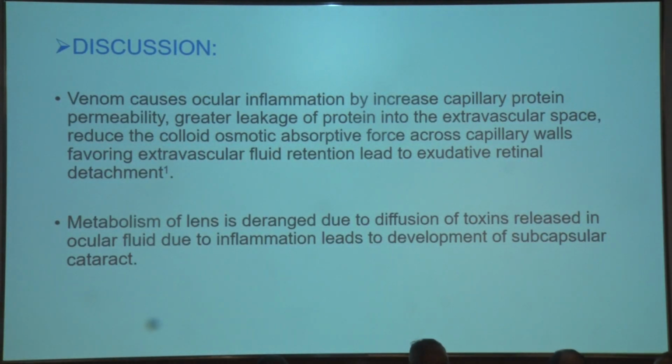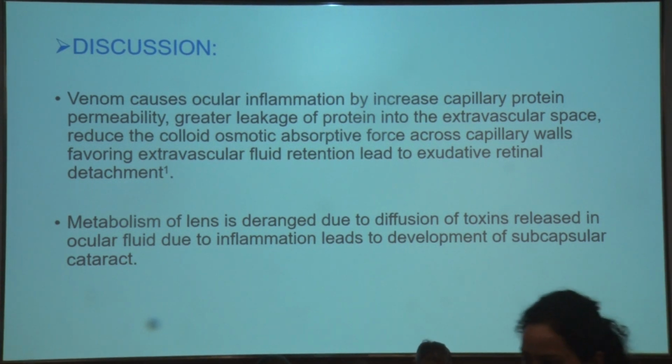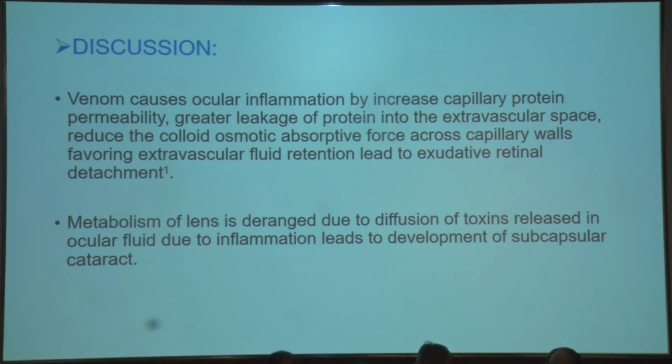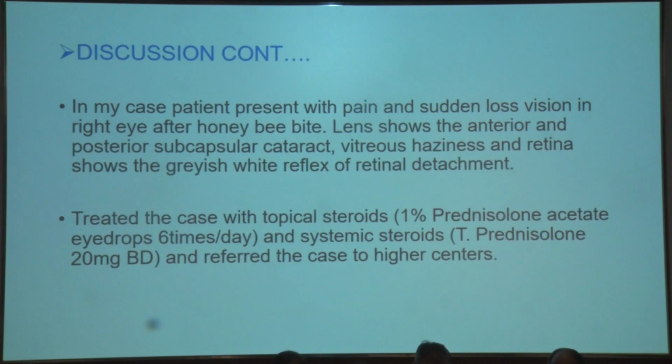Discussion. Venom causes ocular inflammation by increasing the capillary protein permeability, with greater leakage of protein into the extravascular space. This reduces the colloid osmotic absorptive force across the capillary walls, favoring extravascular fluid retention and leading to exudative retinal detachment. The metabolism of the lens is also deranged due to diffusion of toxins released in the ocular fluid. Due to inflammation, it leads to development of subcapsular cataract.